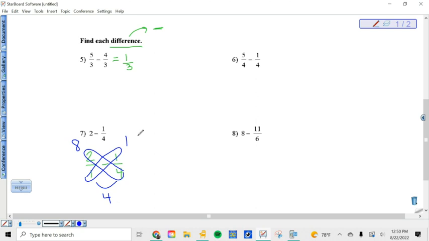And what do I do with this 8 and the 1? Add them? What's in between those two? Subtract. Yes. What's 8 minus 1? 7. So 7 over 4. That's my answer. Can you guys do number 8, please?